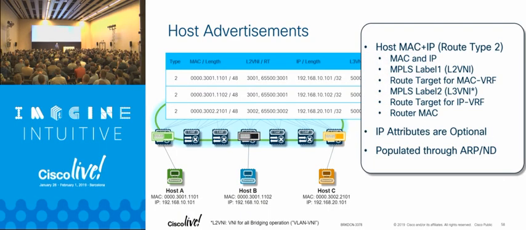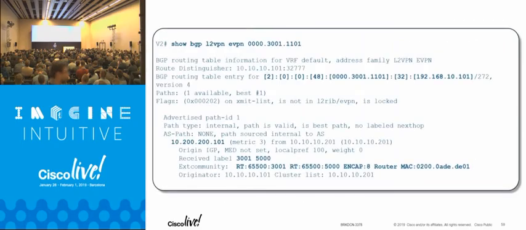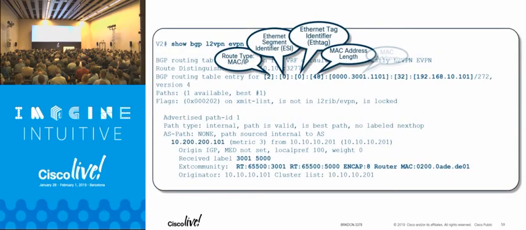It's MAC-IP. It's again a type 2. We have way more information now in there. As I said, all the IP attributes are optional, and it's populated to ARP and neighbor discovery, depending on if you're v4 or v6. How does the output look when we do the same query in BGP?